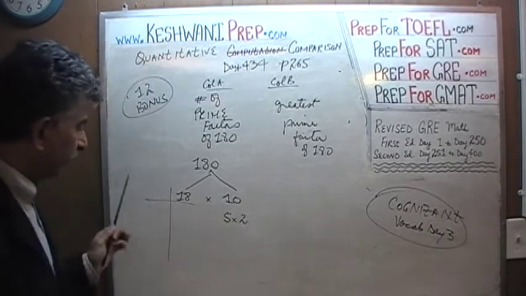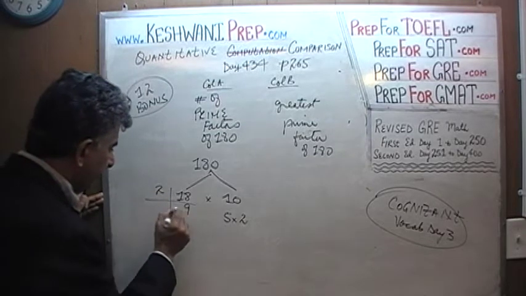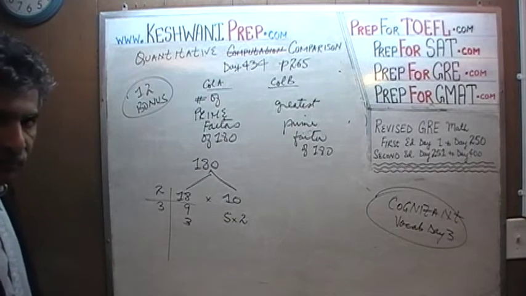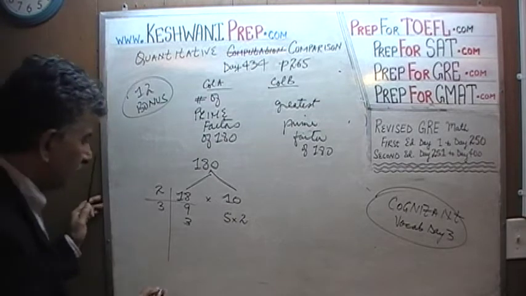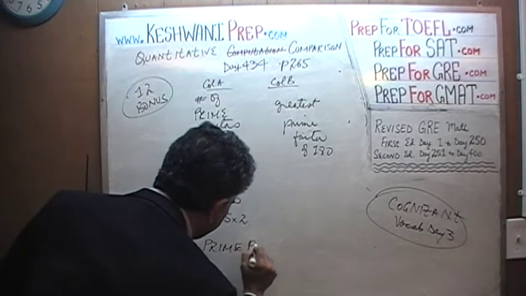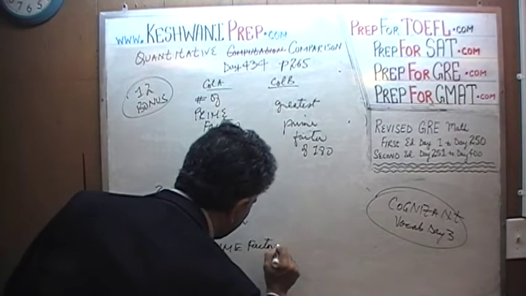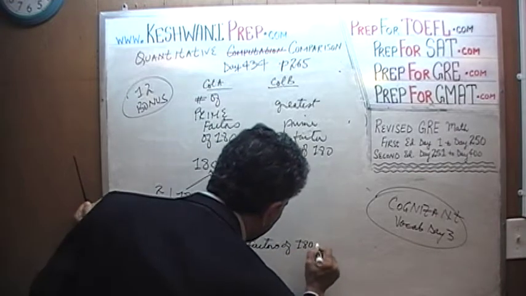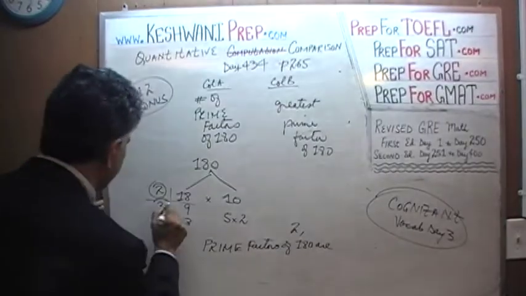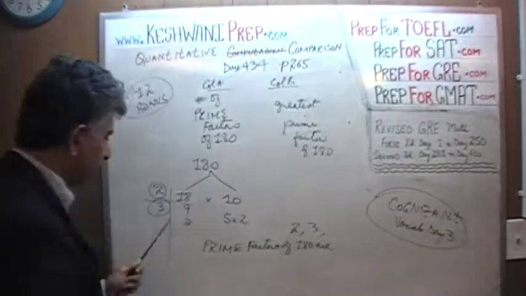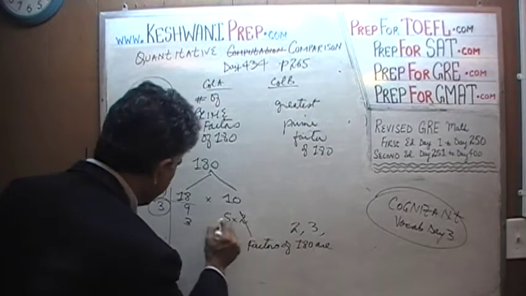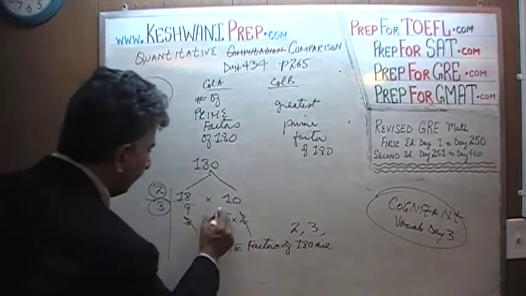Let's start looking for factors of 18. Let's divide by 2, we get a 9. Divide by 3, we get a 3, and that's it. 3 is a prime factor. We are done. So what are the prime factors of 180? The prime factors of 180 are 2, 3. We can't count 3 again. We already counted 3. We already counted 2. We can't count the 2 again. We can't count the 3 again. And 5. That's it.